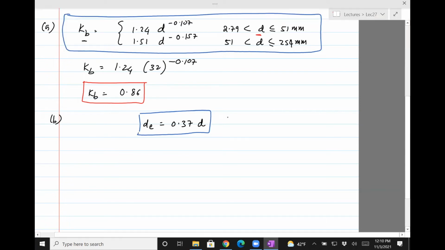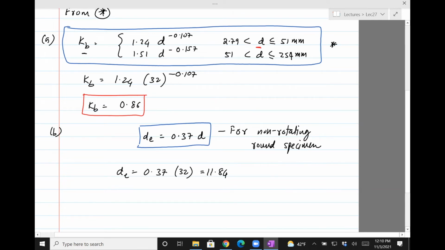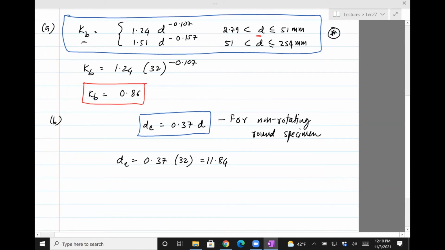and by the way, it's for non-rotating round specimen. Okay, so we find the equivalent diameter. It is 0.37 times 32. Okay, that comes out to be 11.84. And then once we have the equivalent diameter, we sub in the right value for the equivalent diameter in the formula shown above.